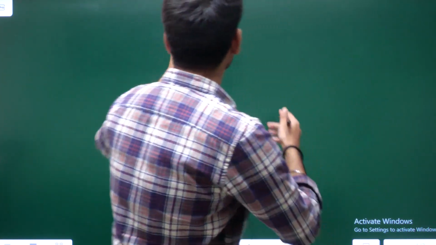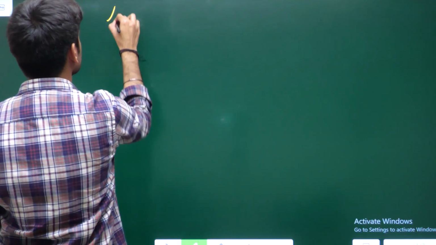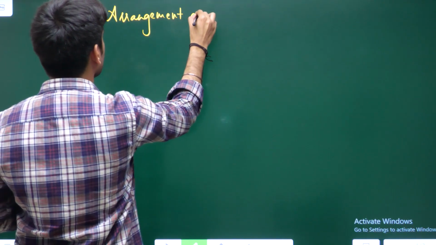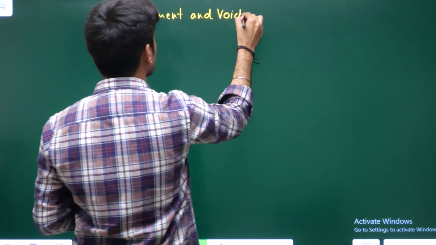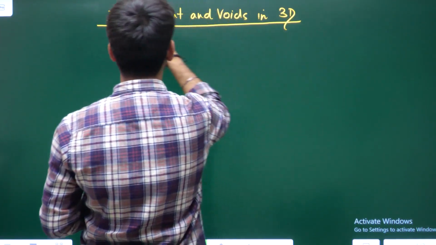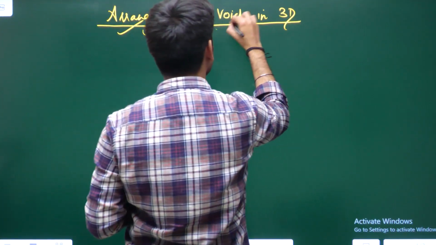Now, in order to study a unit cell, we need to know the arrangement of atoms in a particular unit cell, and also the type of voids present in those unit cells, and also their positions. So let us see the type of voids and also their position. So we know that if we see the arrangement and voids in 3D, then the arrangement we are not discussing today. We will discuss the voids.